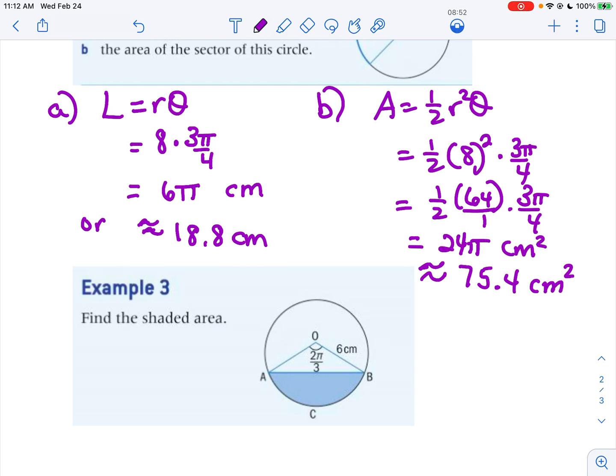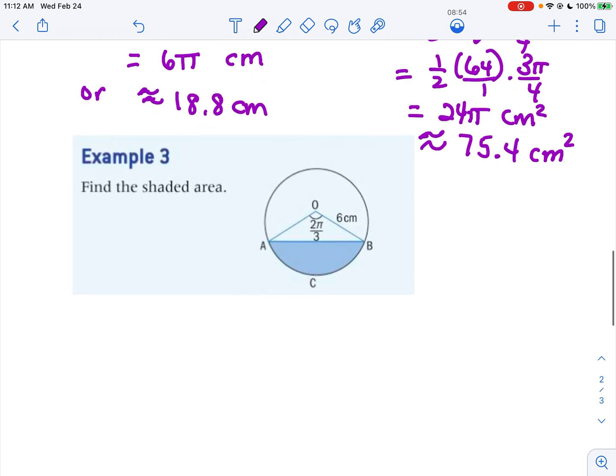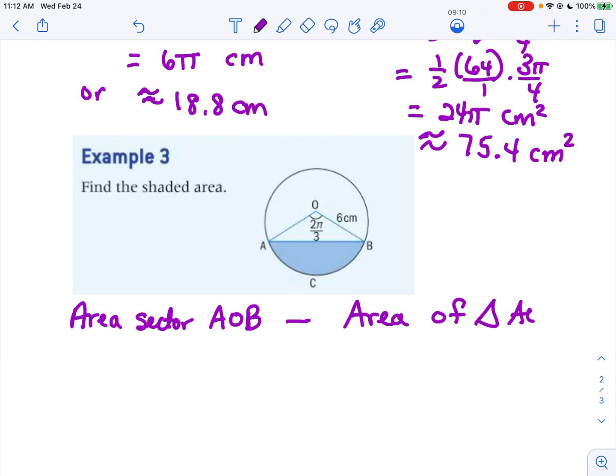Okay, well, here's the deal. I could find the area of sector AOB, and then I can subtract the area of triangle AOB. Do you see what I'm saying here? I could find the area of the triangle. Okay, here's my triangle. And then I could find the area of the sector, and then if I subtract, that'll give me this, it's actually the segment, isn't it?